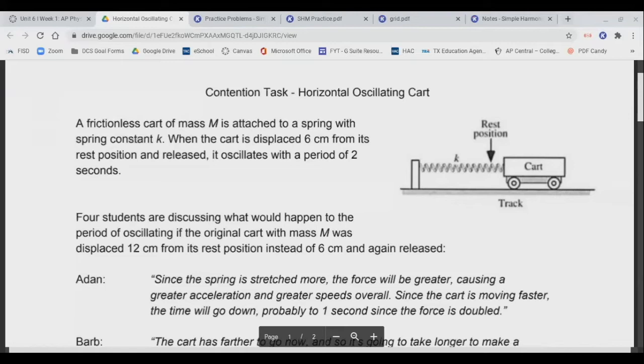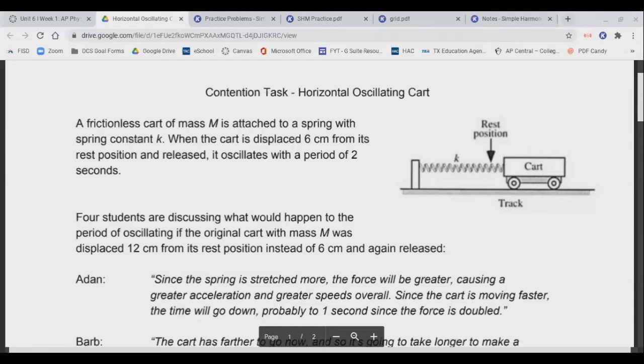We've got 4 students discussing what's going on. So we've got 4 nerds sitting around looking at this, trying to figure out what's going on, and we've got opinions from each. So let me make sure I have my chat up so I can see what everybody says here. And Aiden is our first one: since the spring is stretched more, because originally it was 6 centimeters and now it's 12, since the spring is stretched more, the force will be greater.